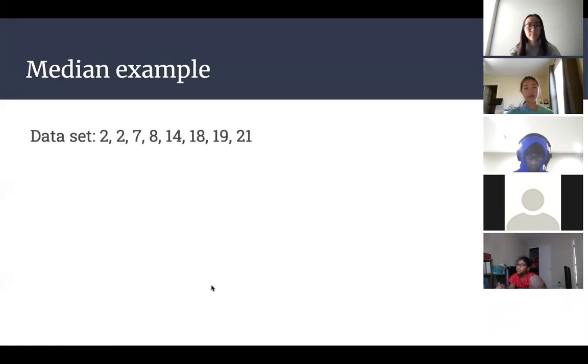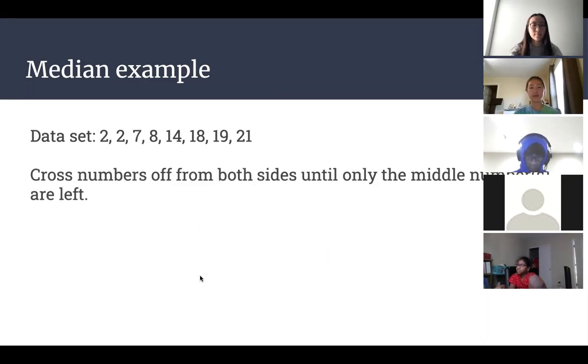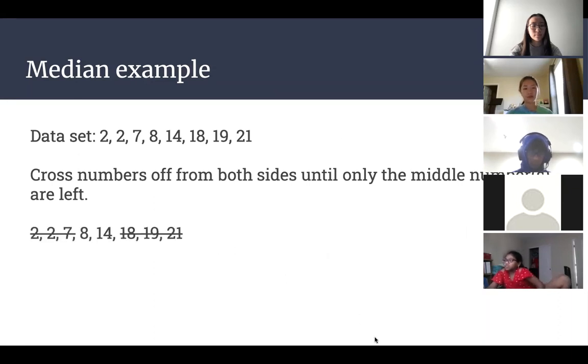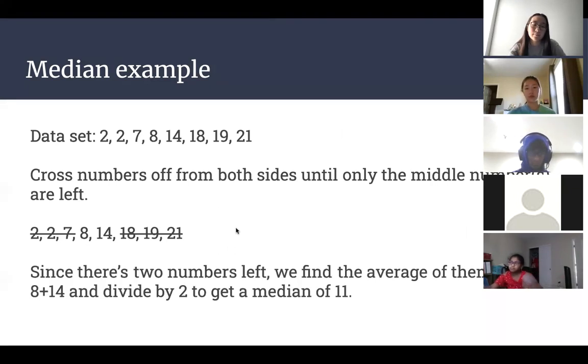So for example, if our data set is the thing you see on the screen. First notice that it's already sorted from least to greatest, so you don't have to do that. Then all you have to do is cross off numbers from both sides until only the middle number or numbers are left. Here you see that we crossed off 3 from each side, and there's 2 numbers left in the middle. Then you have to find the average of those 2 numbers, and we just add them up and then divide by 2 to get a median of 11.